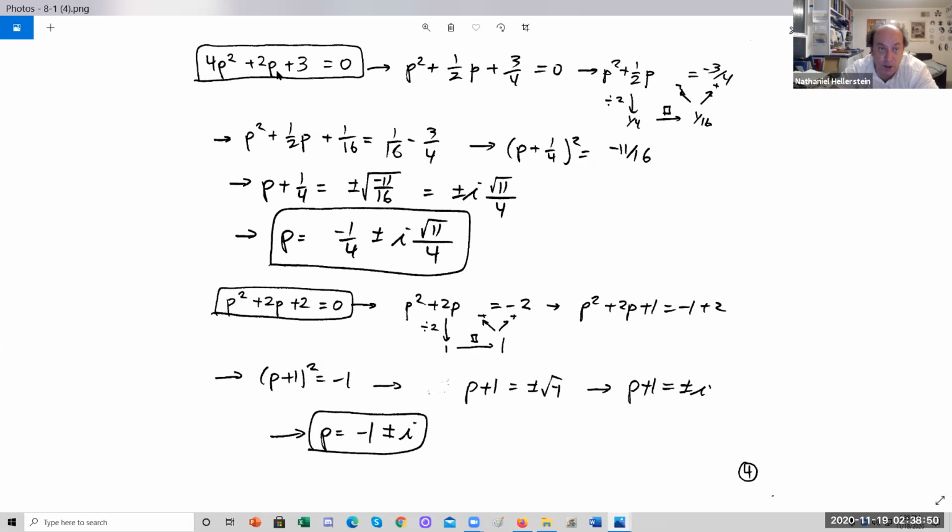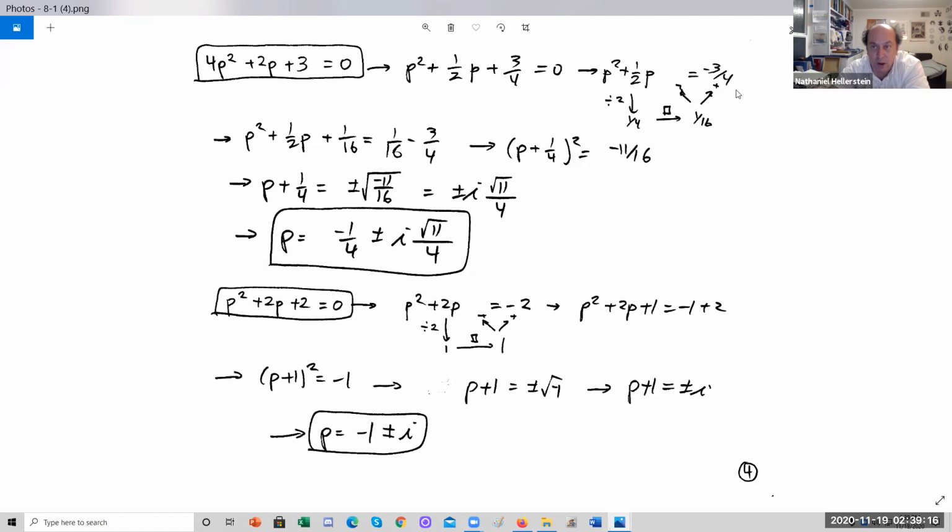Here we have 4p squared plus 2p plus 3 equals 0. As before, we want to have a 1 coefficient for p squared. So we divide throughout by 4. I get p squared plus 2/4 p, which is a half p, plus 3/4 equals 0. Now transpose the 3/4. p squared plus a half p equals negative 3/4.